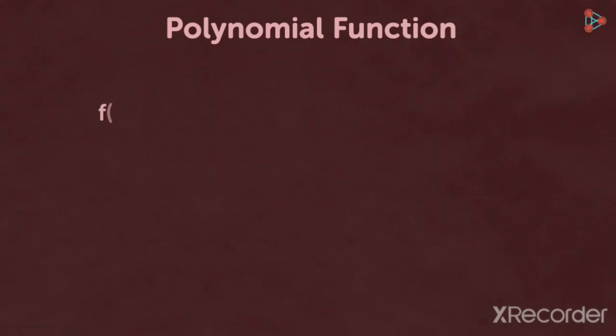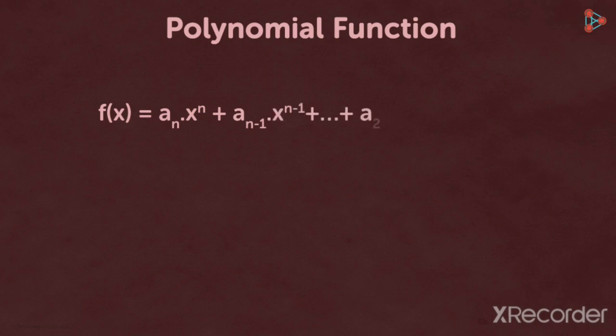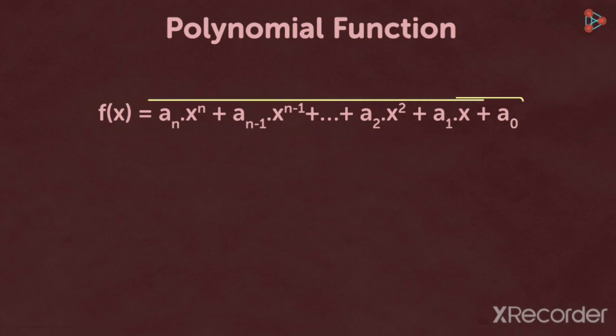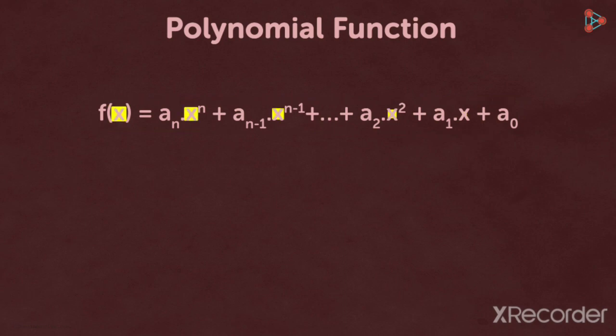f of x is equal to a_n multiplied by x raised to n plus a_(n-1) multiplied by x raised to n minus 1 and so on up to a_0. We will begin by making a few observations. So, how many variables do we see here? We see only one variable x. So we can say that f of x is a function in x.